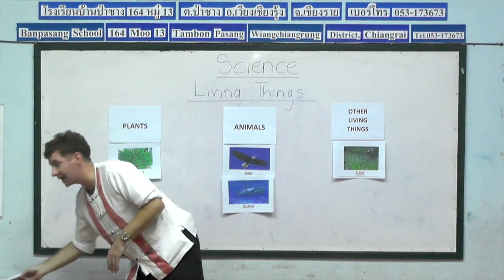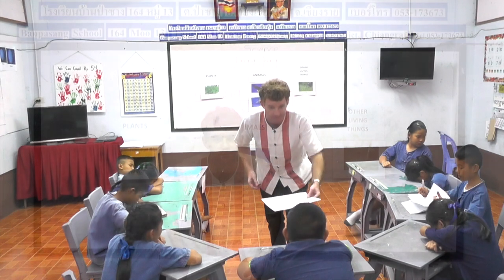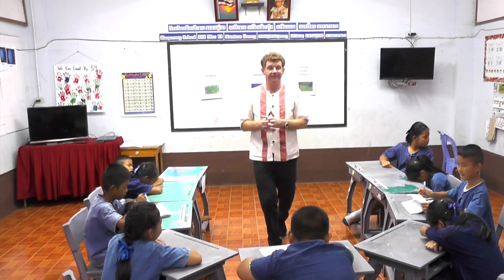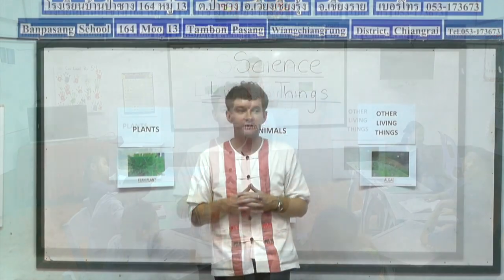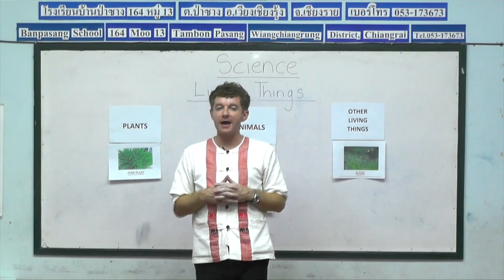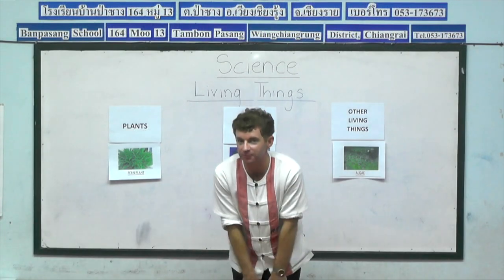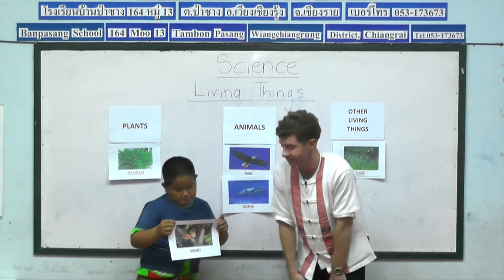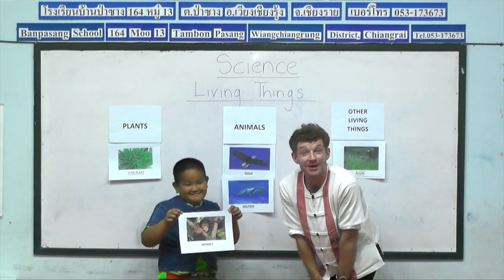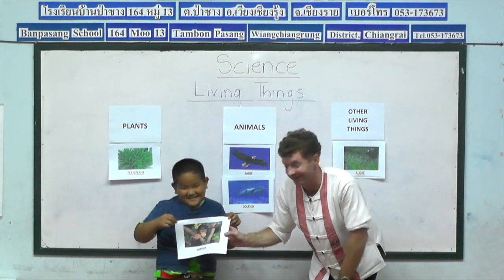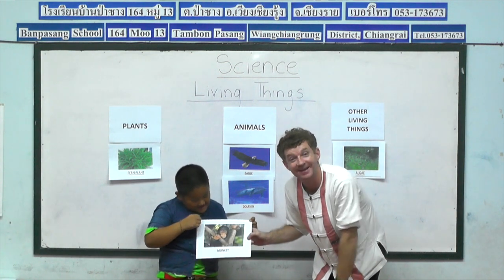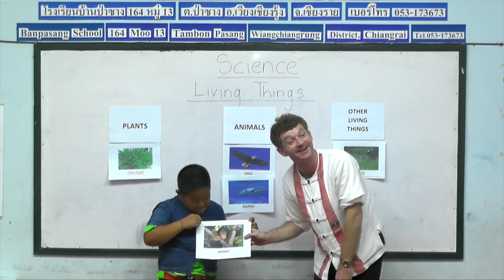Next, we have another flash picture. Now it's Ned's turn to show us his flash picture. So let's see, what animal do we have on Ned's flash picture, guys? Can you tell? Monkey. Monkey, yes, it's a monkey. And the monkey looks funny.